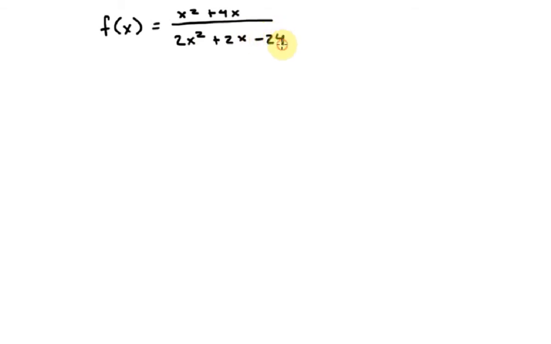So the function we're going to look at today looks like this. F of x equals, and we've got x squared plus 4x on the top. And on the bottom we've got 2x squared plus 2x minus 24. All right, so we got a little bit of work to do.